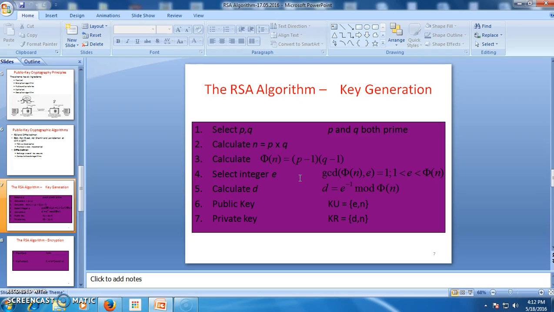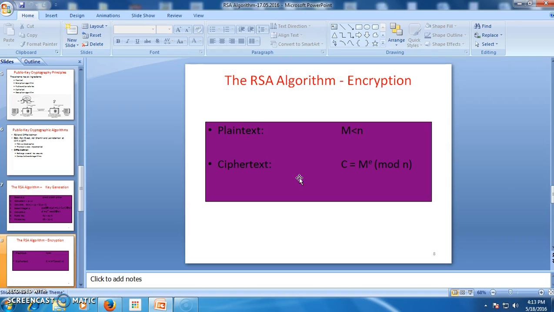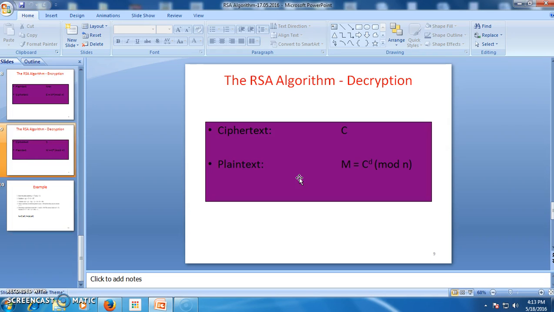Then public key is calculated as KU, where E and n values are given as input values, and private key is a function of D and n values. In RSA algorithm, encryption is performed if plain text M is given, where always M is less than n. The ciphertext is produced as C is equal to M power E mod n. And at the receiver end, if ciphertext C is available, the plain text is extracted using M is equal to C power D mod n.